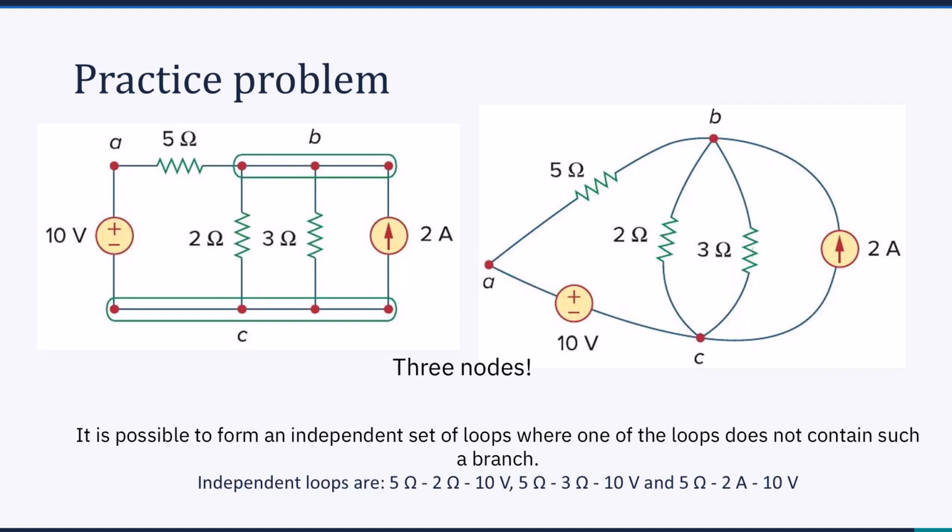The independent loops are: loop 1 is 5 ohms resistor, 2 ohms resistor, and 10 volt source. Loop 2 is 5 ohms resistor, 3 ohms resistor, and 10 volt source. And loop 3 is 5 ohms resistor, 2 ampere current source, and 10 volt source.